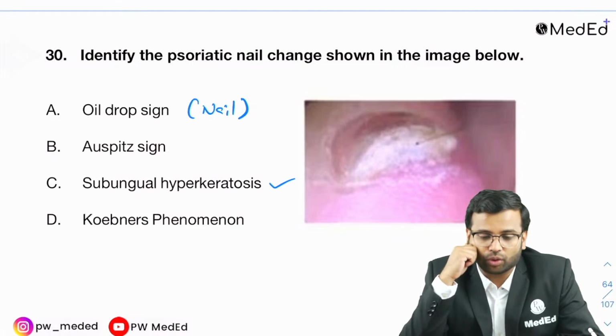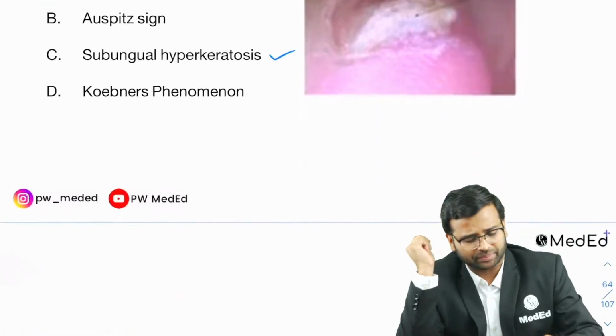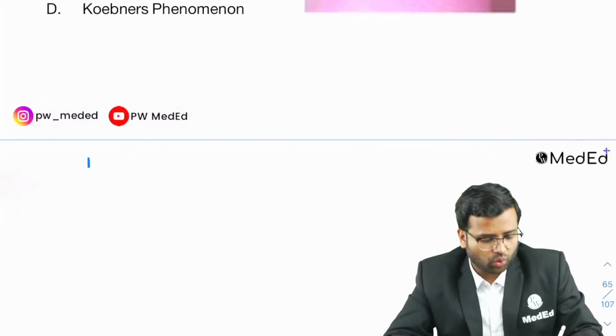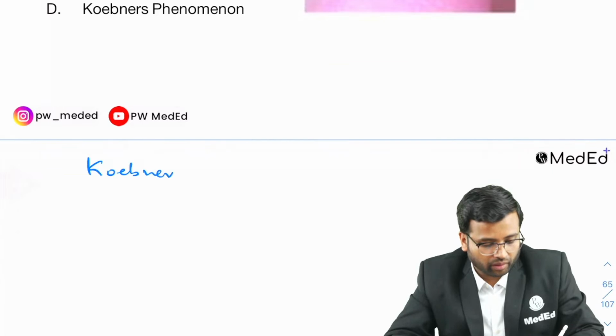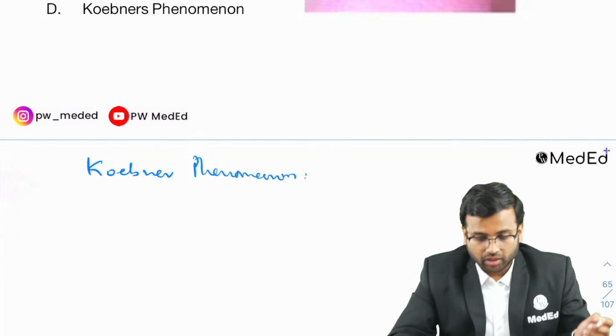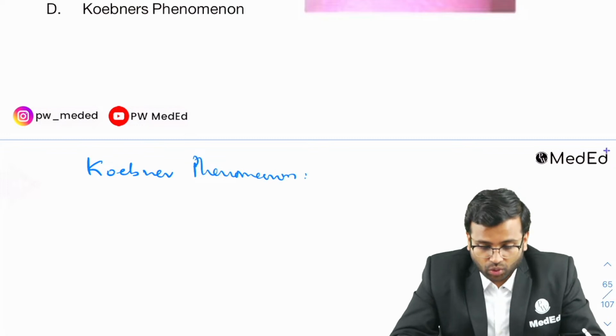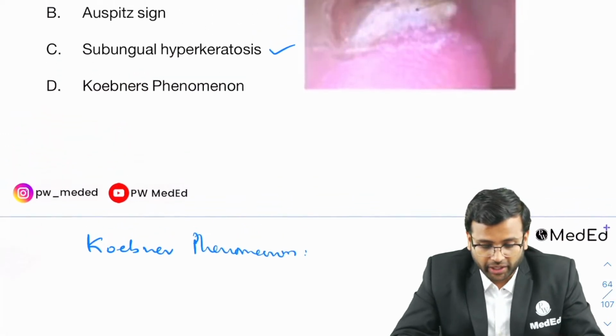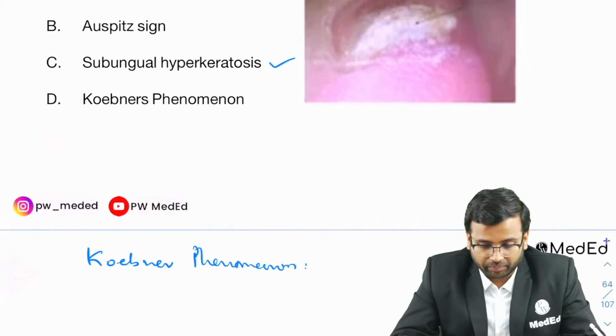Now what is the fourth option? Koebner's phenomenon. Now what is Koebner's phenomenon? Who can answer? Yes, so which one do you need to be explained?